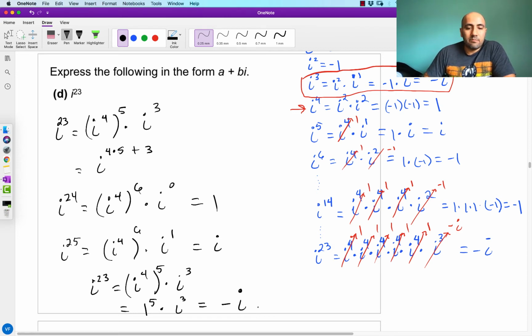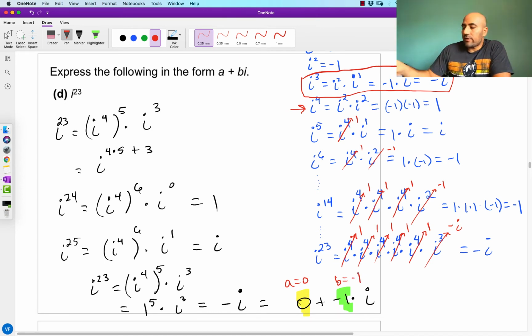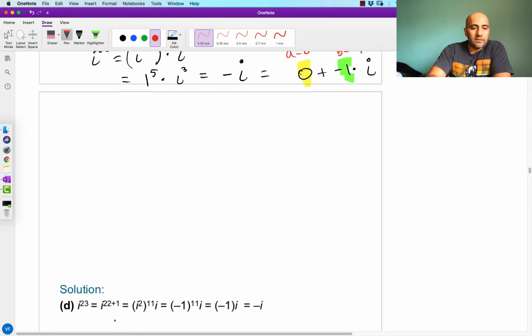And we can expand this by noting that this is a complex number where the real part is 0. So this is equal to 0 plus negative 1 times i. And now we've put it into exactly this form. The role of a is being played by a 0, and the role of b is being played by a negative 1. The imaginary part is negative 1. Okay, so that's how the author wrote this.